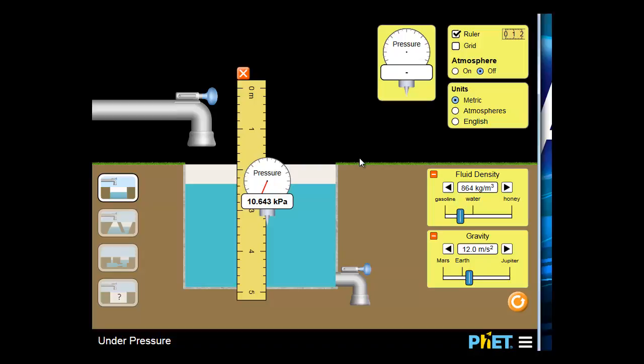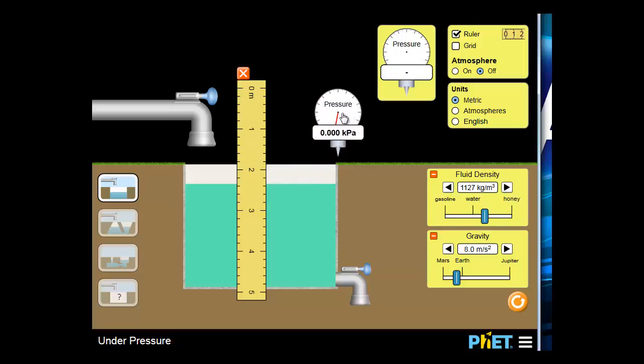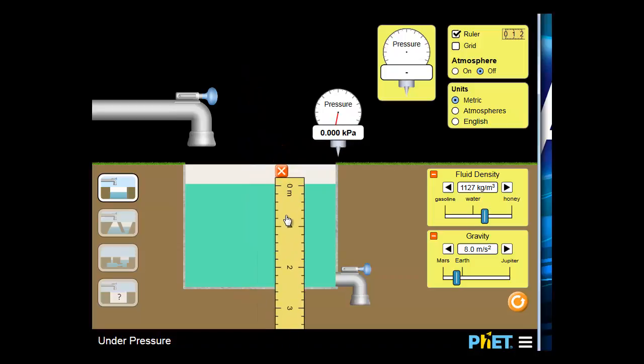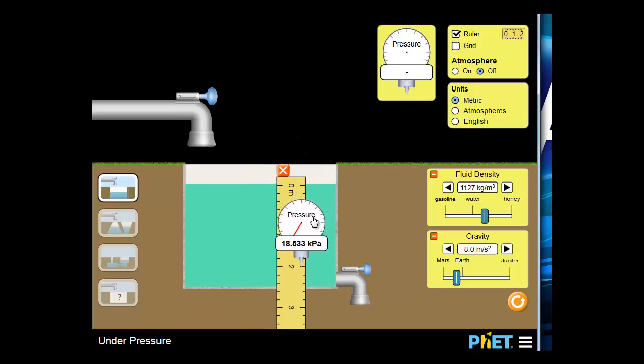Now for example, if we had our gravity equaling 8, our fluid density equaling 1,127, and our height at 2 meters, we're able to see that our pressure at a gravity of 8, a fluid density of 1,127 kilograms per cubic meter, and our height at 2 meters, our pressure is 18.5 kilopascal.